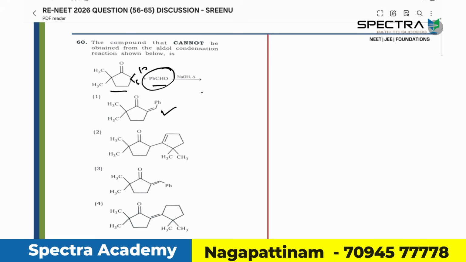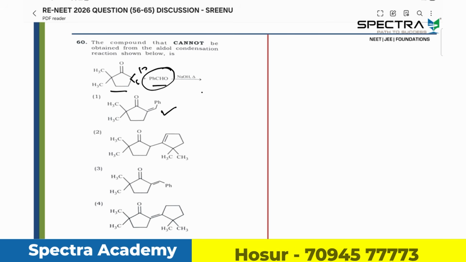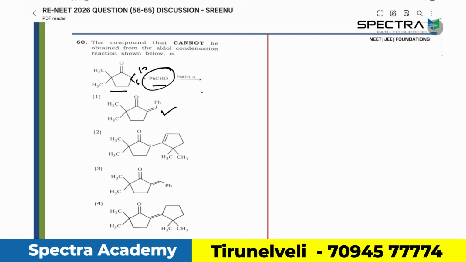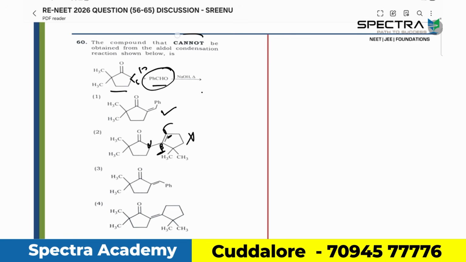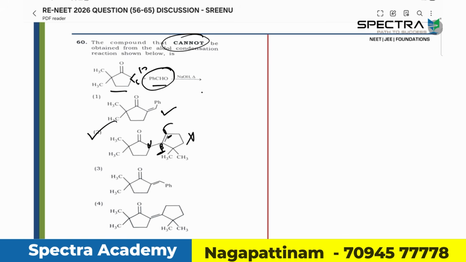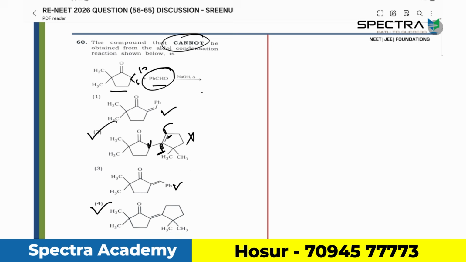Coming to the second option, as the product of aldol condensation we can expect alpha beta unsaturated carbonyl compounds. You can see here alpha, beta, gamma, so we are getting the double bond at beta and gamma. So this is wrong, it is not possible. In this question they are asking which cannot be obtained, so option 2 cannot be obtained. Option 3 is also possible, this is E and Z, two isomers, which is possible, and option 4 is also possible with the same molecule. We can move to the next question.